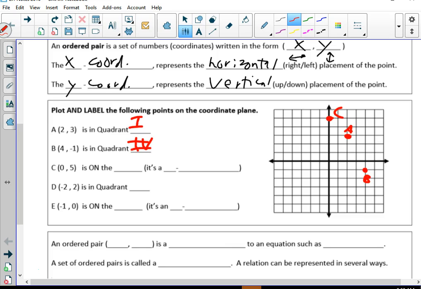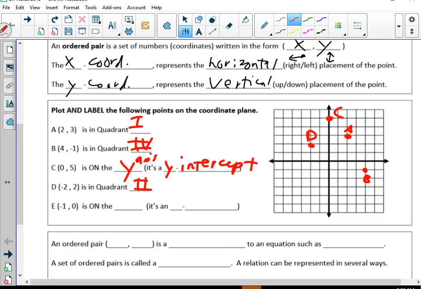0, 5 is on the y-axis. It's a y-intercept. Okay, it's on the y-axis. Negative 2, positive 2 means go left 2, up 2. That's D. And that's in quadrant 2.